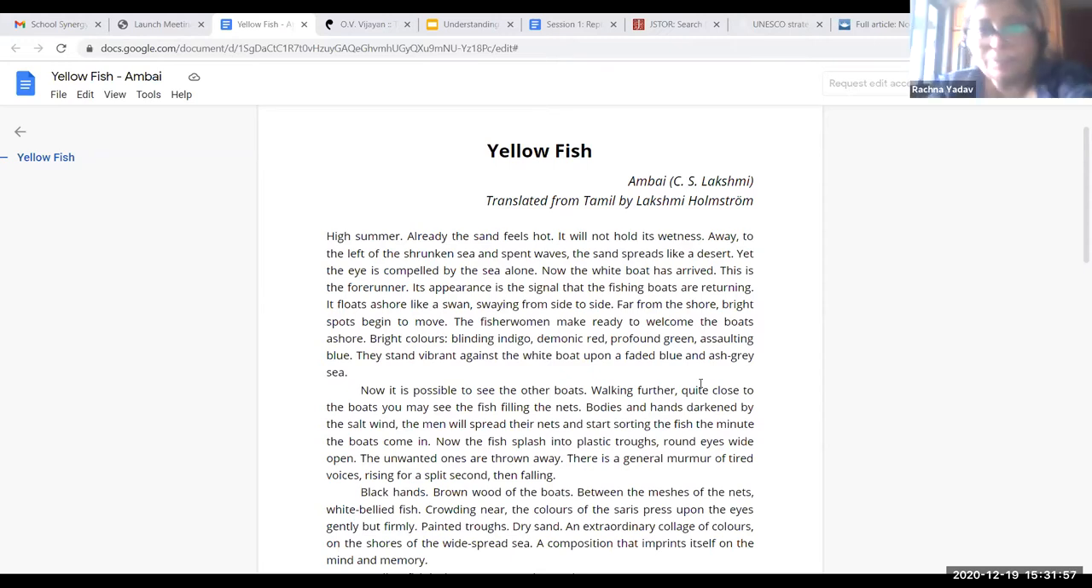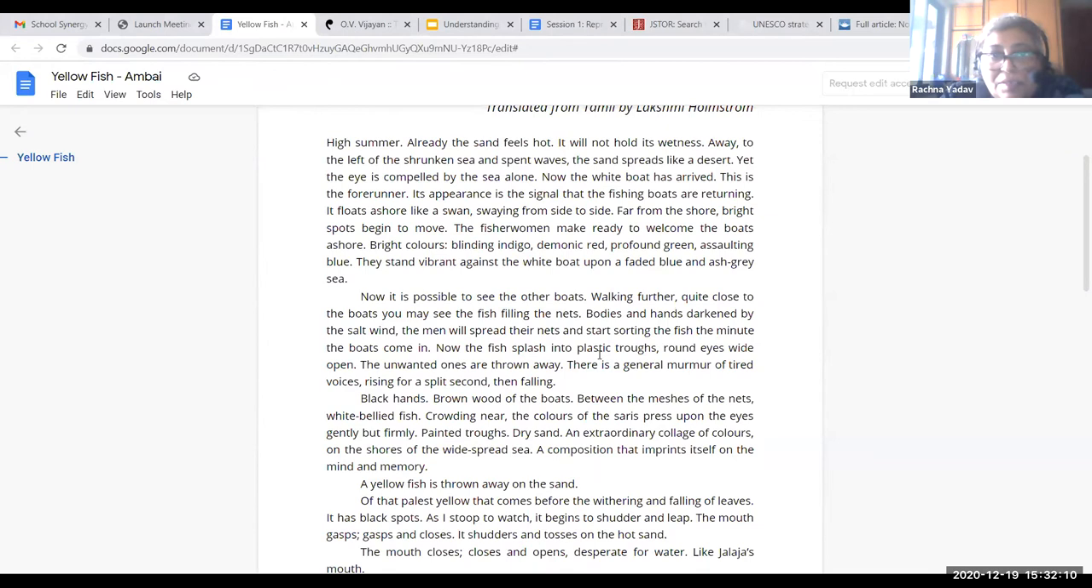See, it talks about a white boat arriving first, followed by the others, which are brightly colored against the sea. This does give us a kind of indication that the fishermen are rolling in towards the shore one after the other with their catch. Okay. What else is distinctive about these paragraphs? Anything? I think, can I say? Yes, Janvi, please go ahead.